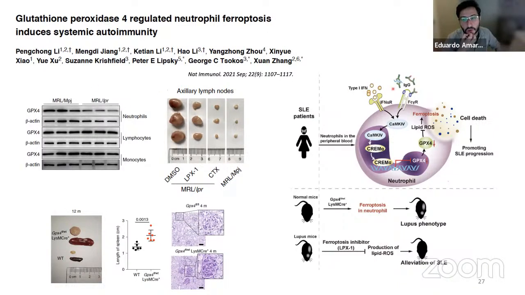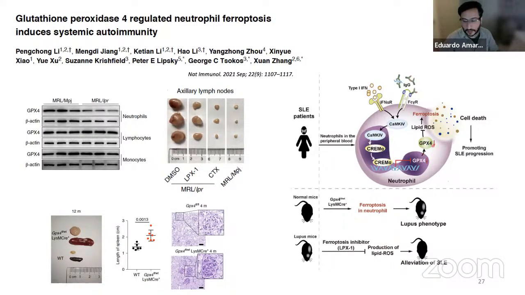And basically, they conclude that the inhibition of GPX4 expression in this case is controlled by type 1 interferon, which is found higher in this group of patients. So in this case, type 1 interferon, through the activation of its receptor, leads to the activation of this transcription factor called CRAN alpha. So CRAN alpha will bind to the promoter of GPX4 and block the induction of GPX4.